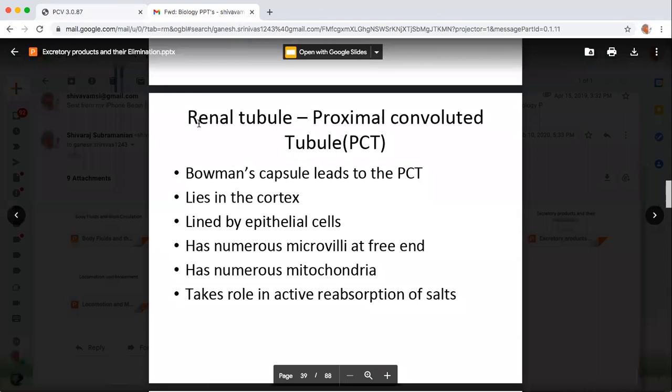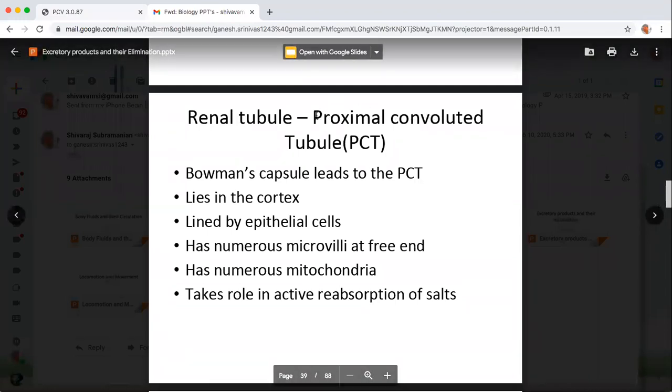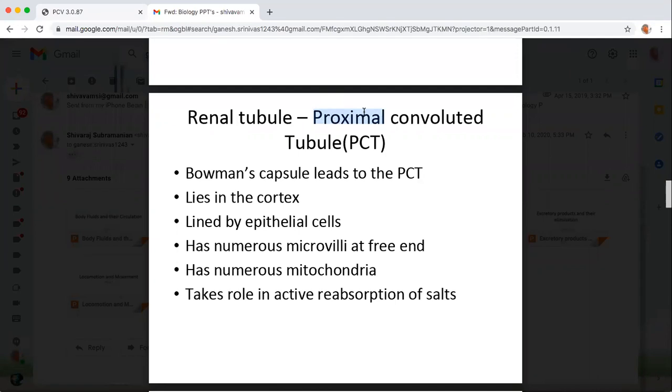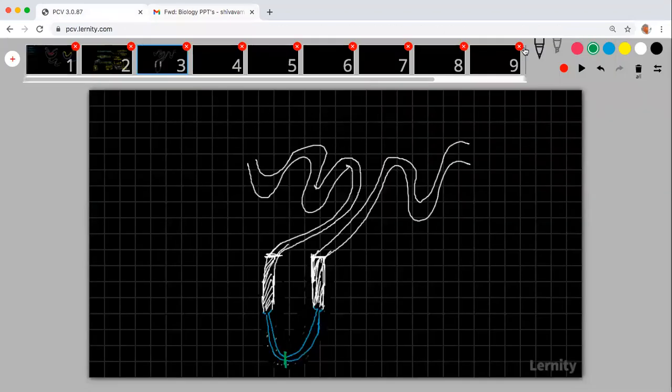So at the renal tubule level, the first one is the proximal convoluted tubule. Why do we call it a proximal convoluted tubule? The word proximal indicates that it is nearby to the Bowman's capsule. The Bowman's capsule will lead to the PCT. It is lying in the cortex. So you need to know where it is located.